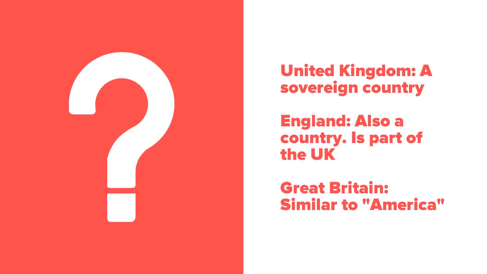So the first thing we should do is clear up a couple of things about the nomenclature of the United Kingdom. The United Kingdom of Great Britain is the full name, and the UK is a sovereign country. England is also a sovereign country that is part of the United Kingdom. And Great Britain is just the end of United Kingdom of Great Britain, so it's similar to the way that we can be either the United States or America.